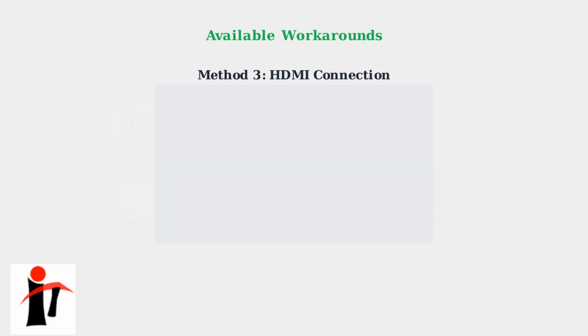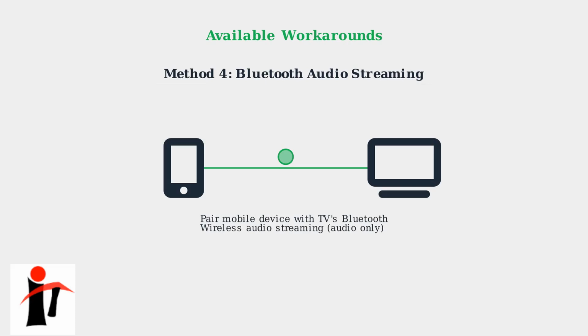You can also connect a laptop or computer to your TV via HDMI cable for full access to the Spotify web player. This method provides the highest quality but requires additional hardware and setup. Bluetooth audio streaming allows you to pair your mobile device with your TV's Bluetooth for wireless audio streaming. This method provides audio only without visual interface on the TV screen.